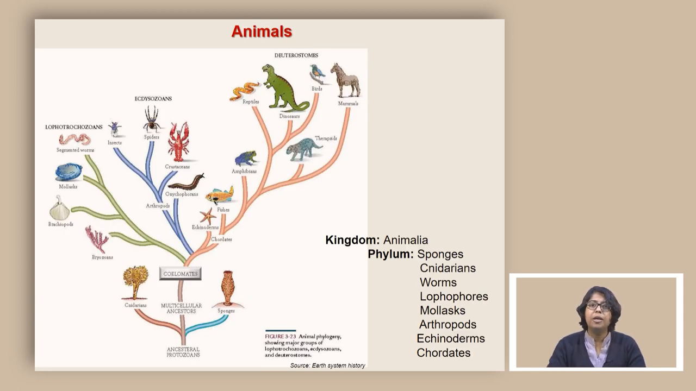Now we are coming to the animals. The animals are quite different and diverse in terms of their nature. So the major grouping that we are going to do is based on whether they have a skeleton, a particular type of skeleton, or not.